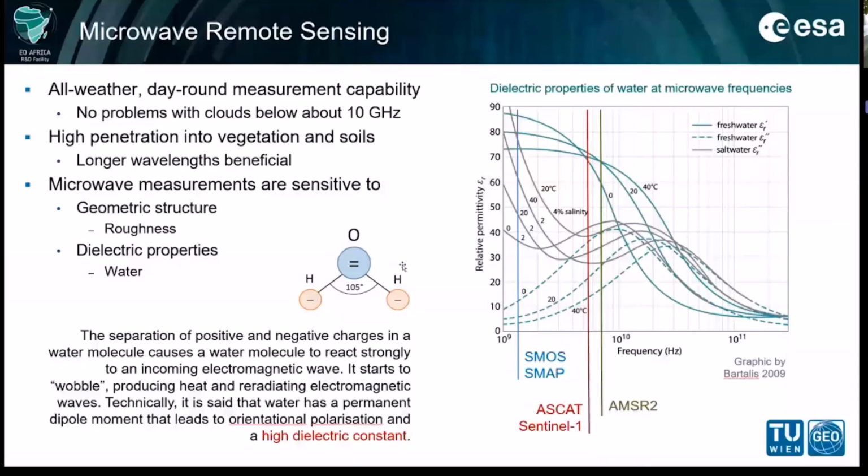But as you see here on the graphic, which shows the dielectric properties of water, even at C-band we have a very high dielectric constant of water. That's why we still have a very high sensitivity to the water molecules. Only if you went beyond the 10 gigahertz range, say 15 or 20 gigahertz, would we start losing the sensitivity to the water molecules. So these microwave measurements are very sensitive to the dielectric properties related to the water, and also very sensitive to the geometric structure of the surfaces that we are seeing.